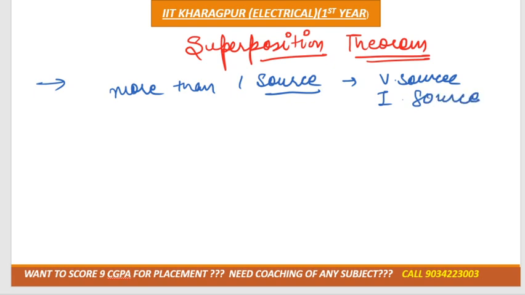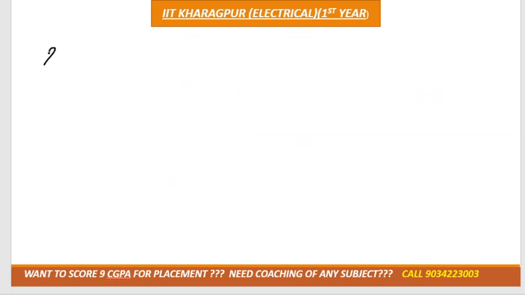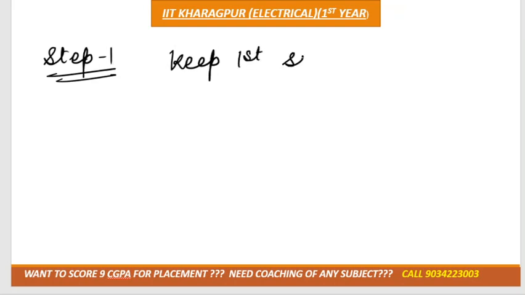For example, if this is the circuit and there is only a single source, we can't apply the superposition theorem to this particular question. We should have more than one source available. So what would be step number one for the superposition theorem? We have to keep the first source and kill all other sources.